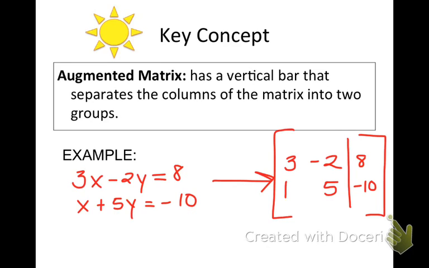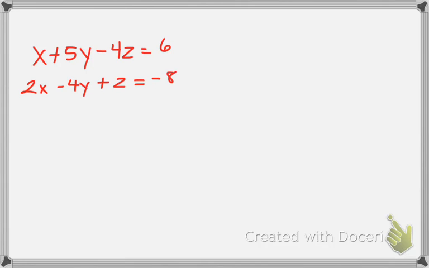Okay? You got that down? Would you be able to do that? Given the system, write it as an augmented matrix? If I gave you a 3 variable system, let's just make up another one here. If I had the system x plus 5y minus 4z equals 6, 2x minus 4y plus z equals negative 8, 2x plus 5z equals 1.